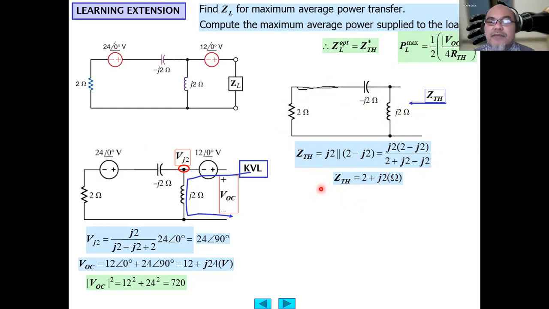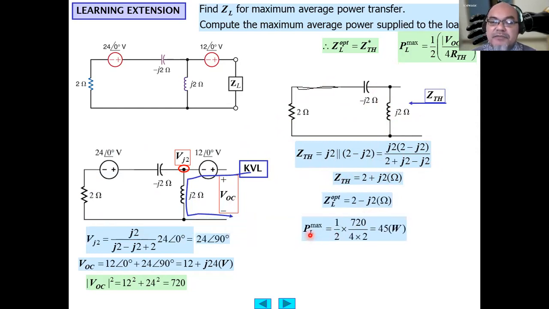So hence, it means that the Z optimum for the load will be equal to the conjugate of this ZTH, or equal to 2 minus j2 ohm. And the maximum average power transfer to the load, supplied to the load, will be equal to half times VOC square, or 720, divided by 4 times RTH, which is 2 ohm here, 4 times 2. 720 divided by 16 equals 45 watt.